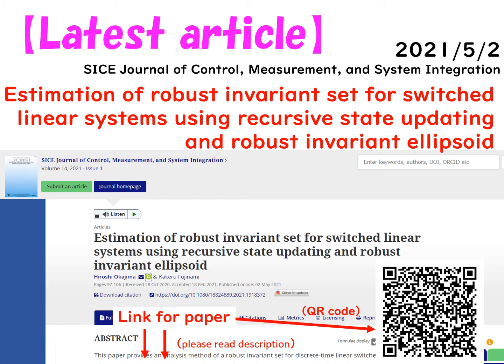I would like to introduce my latest article. The title is Estimation of Robust Invariant Set for Switched Linear Systems using Recursive State Updating and Robust Invariant Ellipsoid.